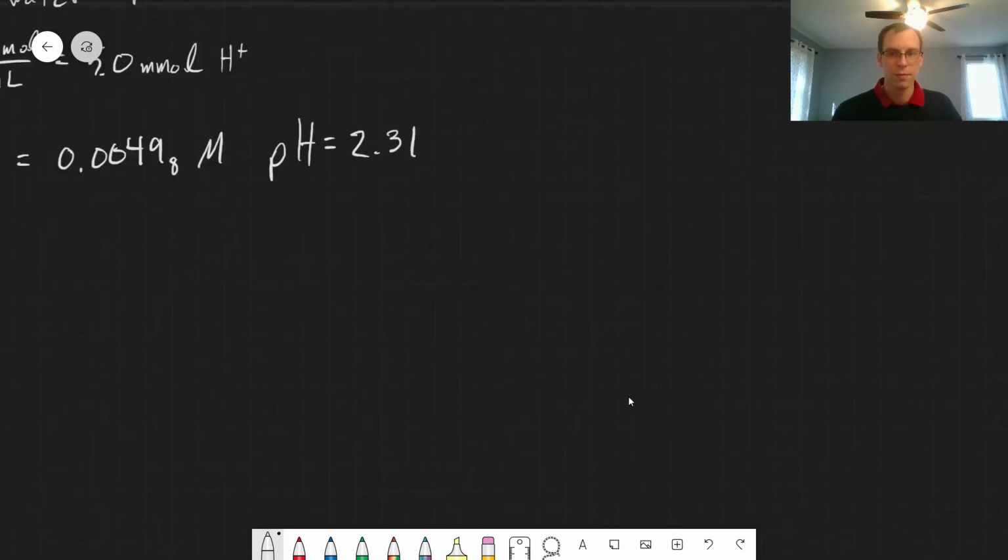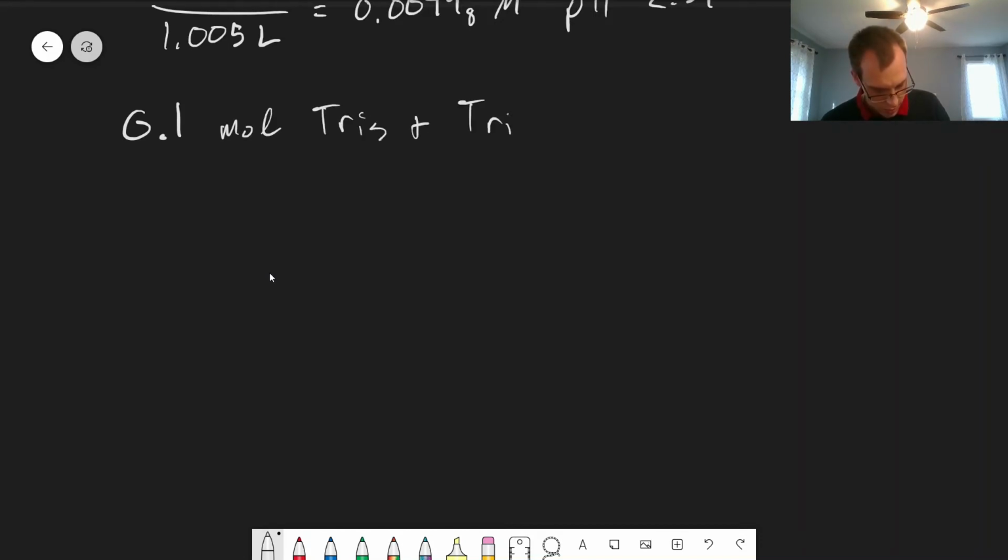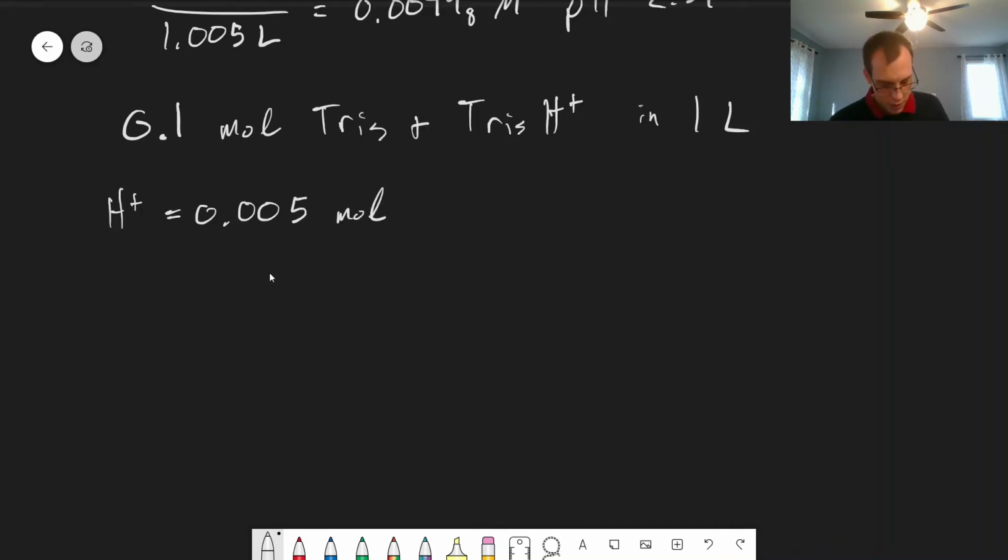And there we go. I thought my screen was frozen there. Okay, so if we have 0.1 moles of tris and tris H plus in our 1 liter. So let's think about what happens when we add H plus. All right, we already calculated that it's going to be 0.005 or 5 millimoles of H plus added. And what's going to happen to that H plus? So with the H plus, the acid will react with the base. So H plus and tris will react and form tris H plus.